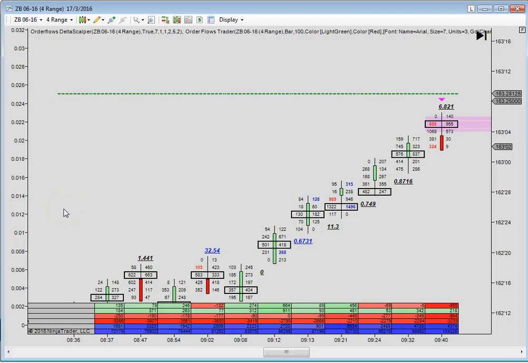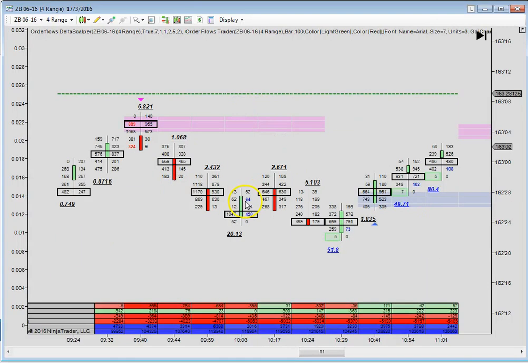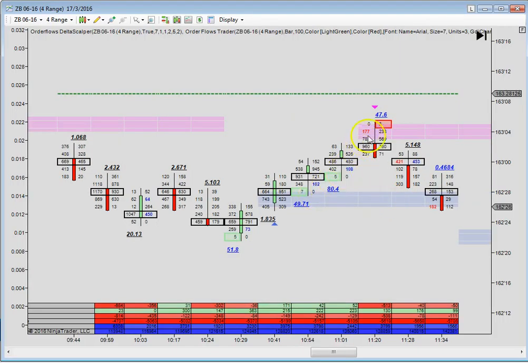Okay, so first up is a bond chart. It's a 4-range chart, and the Deltascalper kicked in here at 940 just after this high, the swing high. We rallied up here, and Deltascalper is kicking in. We came off. Then a buy signal kicked in here up to the sell signal.